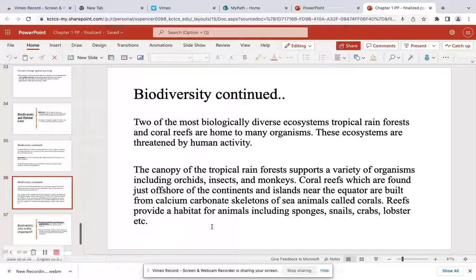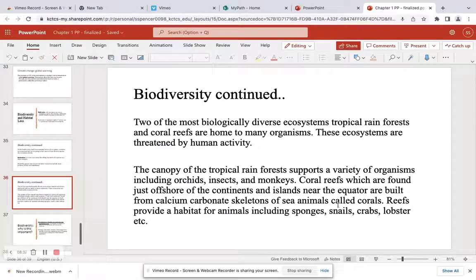So here I have an example. Not important to memorize this slide or anything like that, but two of the most biologically diverse ecosystems include the tropical rainforests and the coral reefs. You may have heard about the Amazon rainforest and the coral reef. These ecosystems house, I would say, hundreds of thousands of different organisms. And as we are destroying the coral reef and the tropical rainforest, we are losing some of these important organisms.